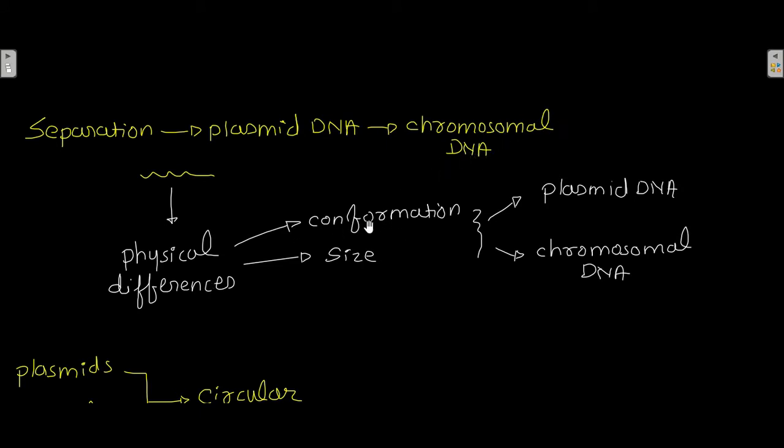The separation of plasmid DNA from the chromosomal DNA depends upon the physical differences in the conformation and size of the plasmid DNA and chromosomal DNA. There is a difference in the conformation of both of these, and there is a difference in the size of both of these, and on the basis of those physical differences, we separate the plasmid DNA from the chromosomal DNA.